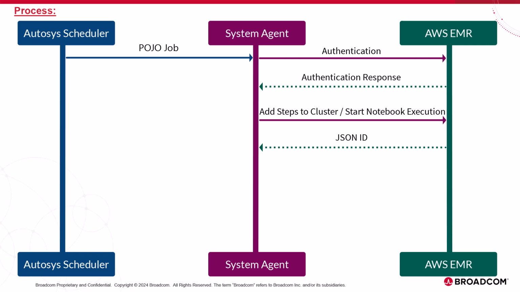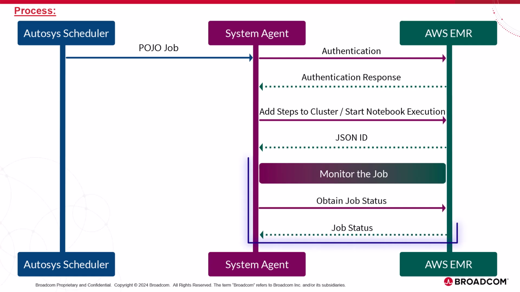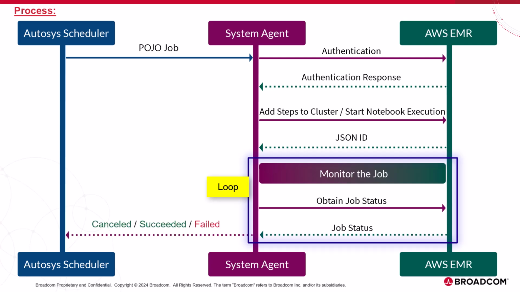The AWS EMR server and system agent then monitor the job until it reaches its final state. Once the final state is obtained from AWS EMR, the job status in AutoSys is updated accordingly as either canceled, succeeded, or failed. Let's look at how to deploy the integration.